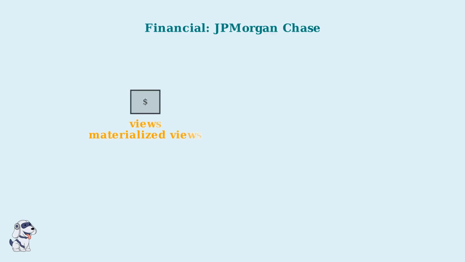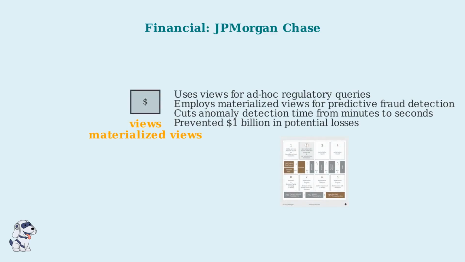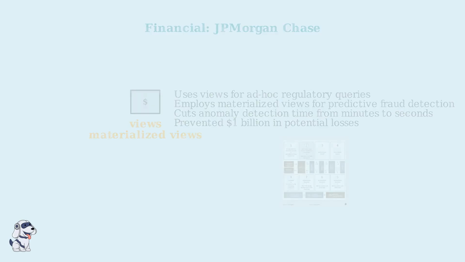Financial institutions such as JPMorgan Chase use views for ad hoc regulatory queries, providing secure, on-demand access without storing data. For predictive fraud detection, they employ materialized views on transaction data, cutting anomaly detection time from minutes to seconds and preventing over $1 billion in potential losses. This hybrid approach combines flexibility with performance.